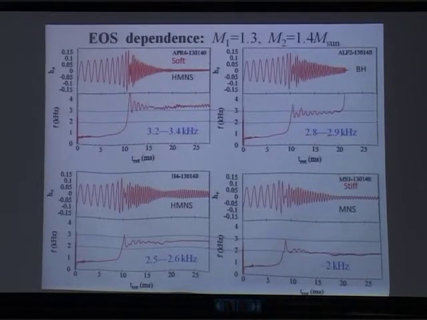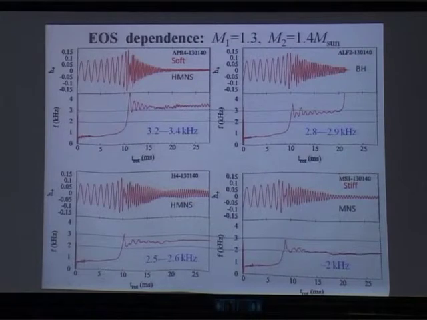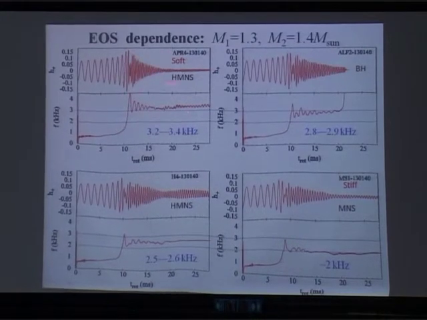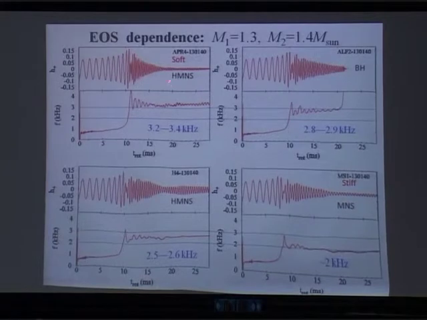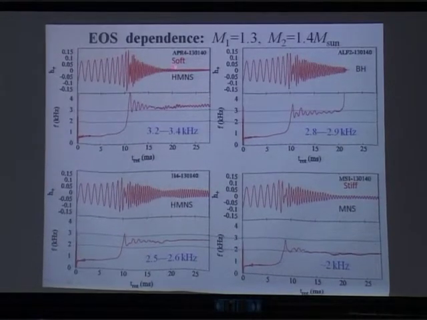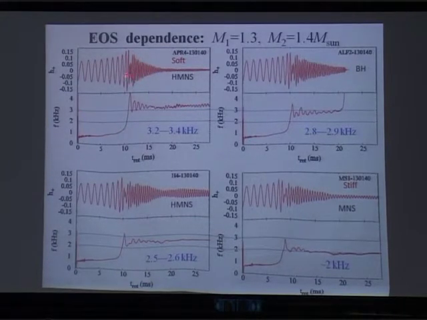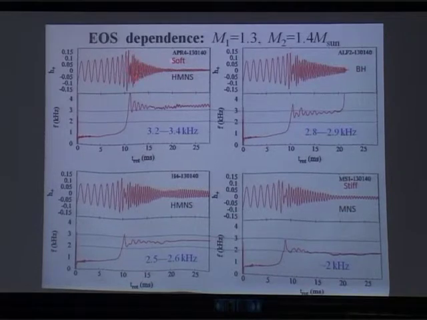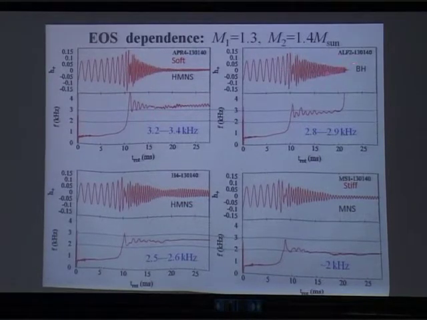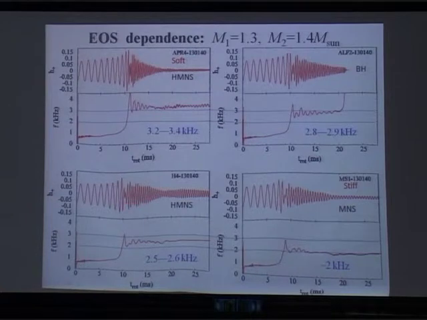And the other important and interesting phase is the hypermassive neutron star phase. This shows gravitational waveforms for different equations of state. This is for a relatively soft equation of state, and this is for a very stiff equation of state. You can see that this is an inspiral waveform, and here is a waveform from a hypermassive neutron star. The waveform of the hypermassive neutron star depends strongly on the equation of state.